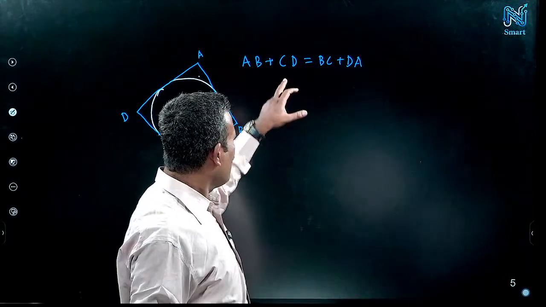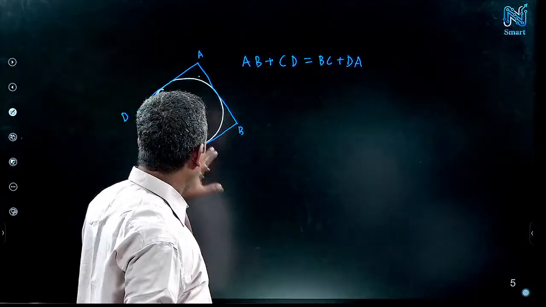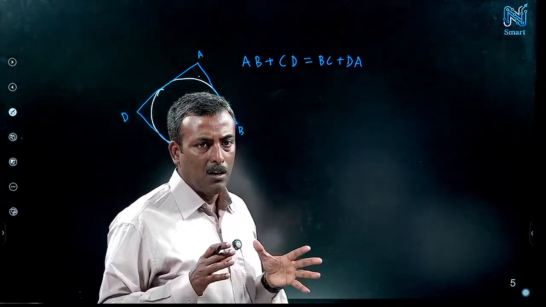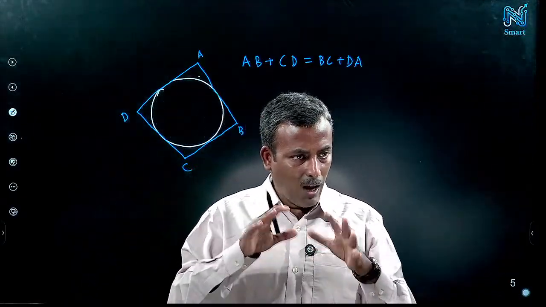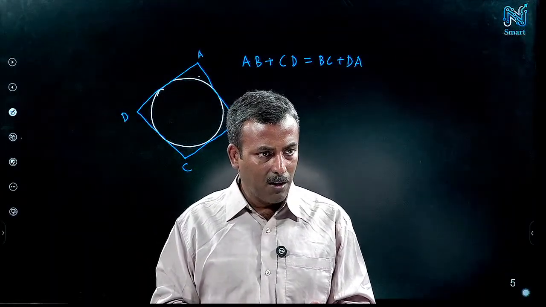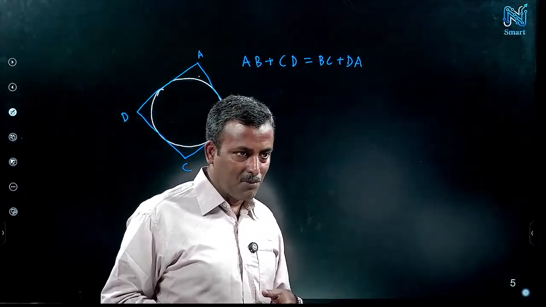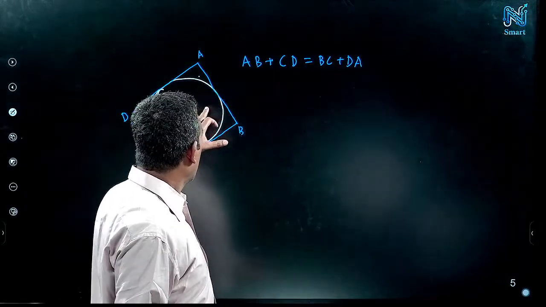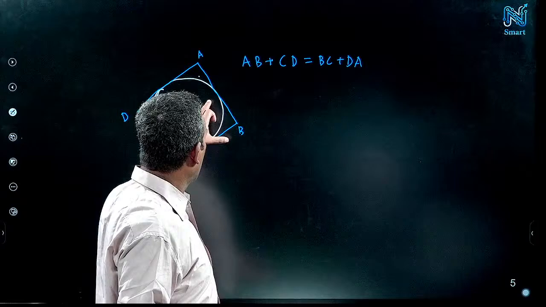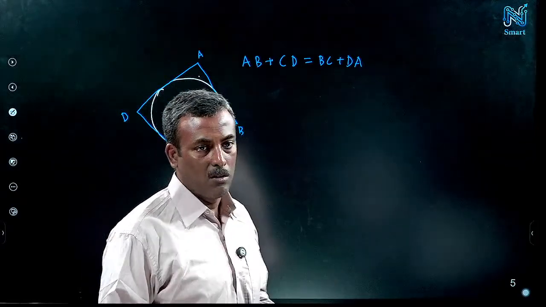Okay, now I will prove that. One proof is easy. If I assume that we have a circle inside the quadrilateral, this proof is easy, and the converse is slightly tough. So now question, what do you mean by in circle?